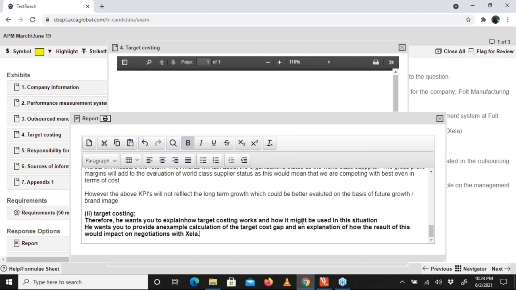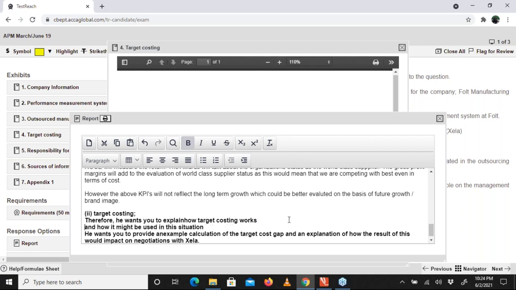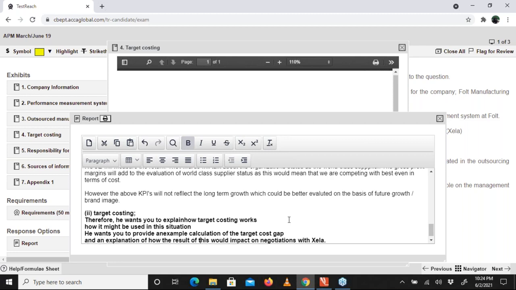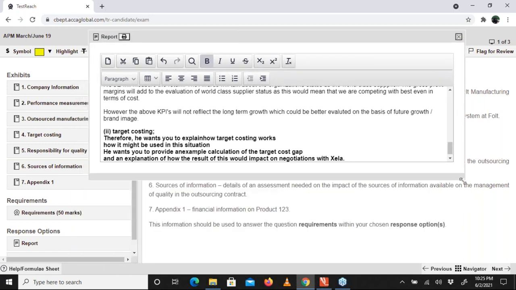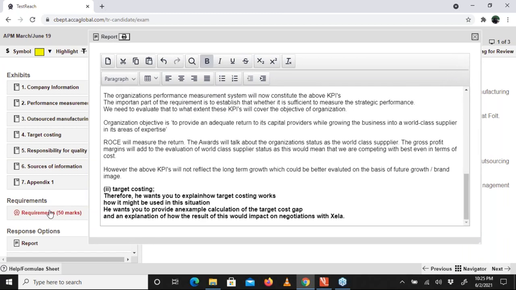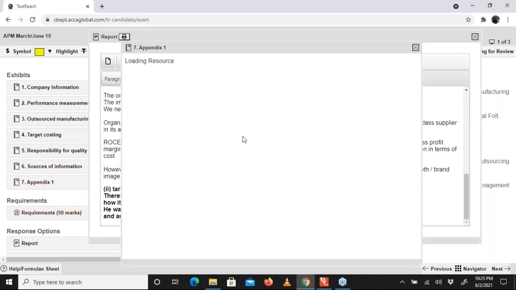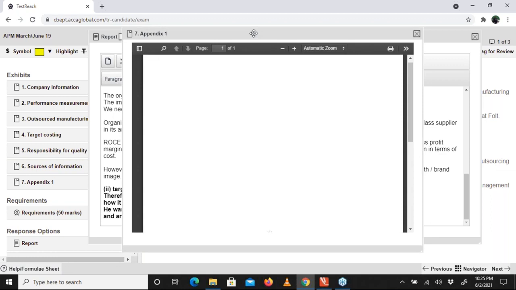So if I could summarize what I have gathered from here, he wants you to explain how target costing works. That's one thing. Also, he wants to know how it may be used in this situation. He wants an example of the target cost gap and an explanation about how the result of this would impact on negotiations with Zella. Now, this is something that the examiner wants you to do. What is Appendix 1? We've got Appendix 1 here.